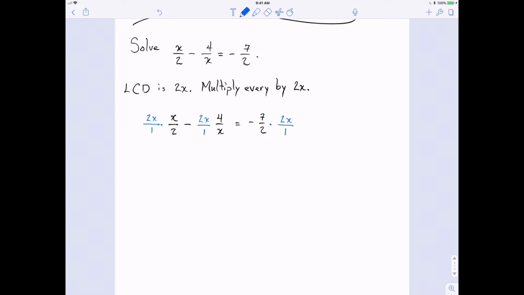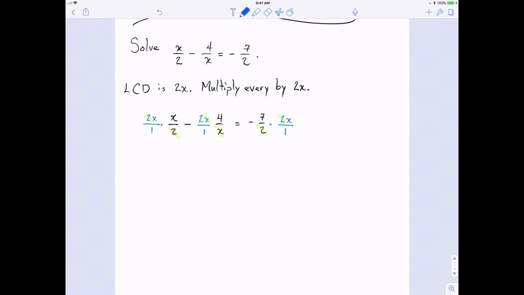Now here's where, if we did this right, when we're done with this next step, there should be no fractions left. Notice, in the first product, I have a 2 and a 2. Those common factors will reduce. In the second term, I have an x and an x, so those will reduce. And on the right-hand side, I have a 2 and a 2. Those two 2's will also reduce.